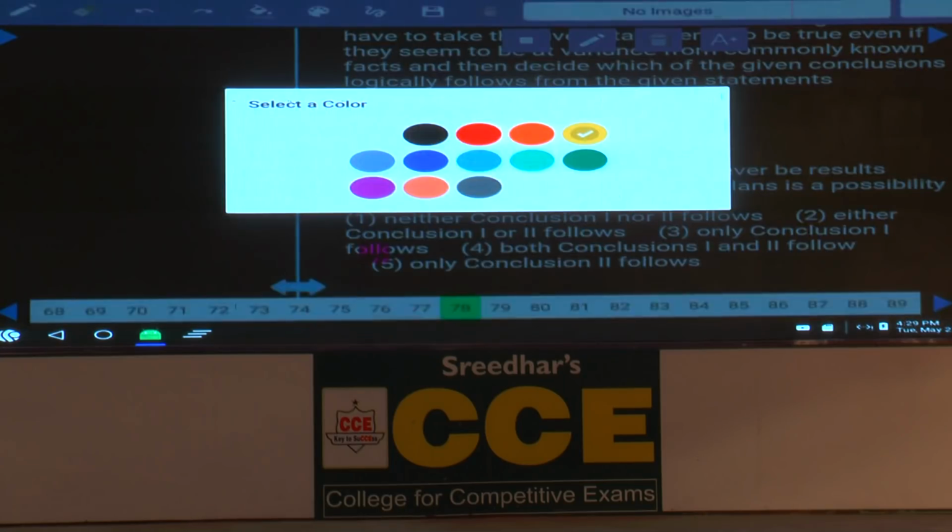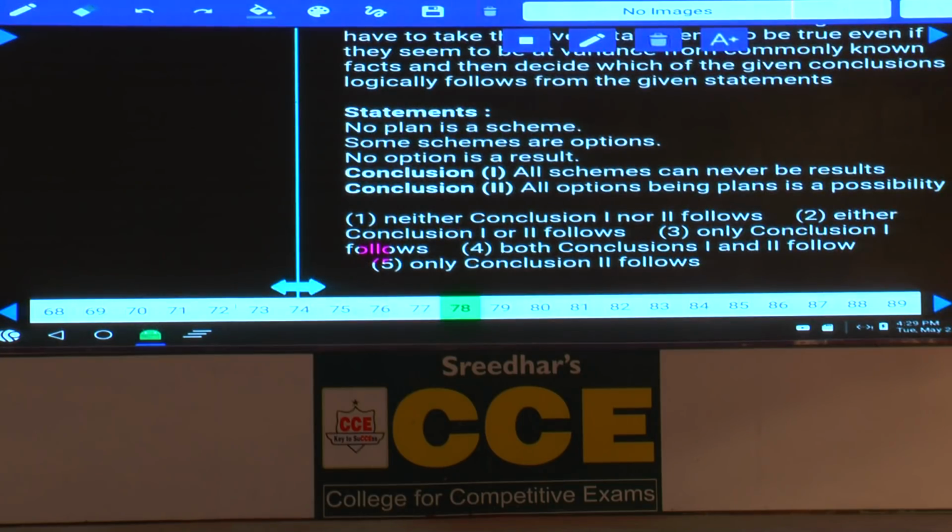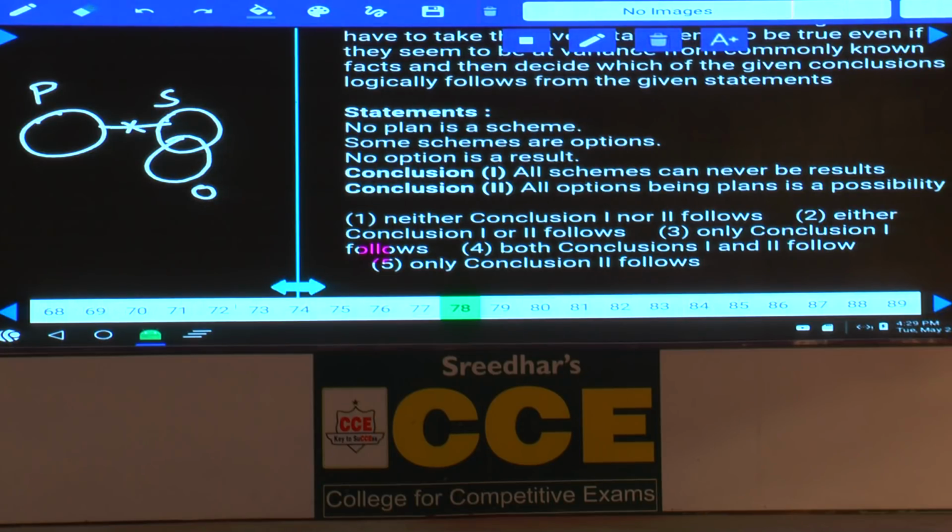No plan is scheme. Tell me how to represent this one. This is plan and this is scheme. Next one, some schemes are options. No option is a result, which means there is no intersection between option and result.